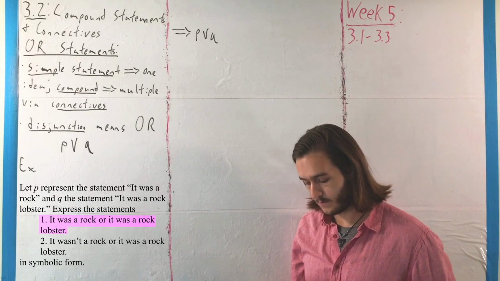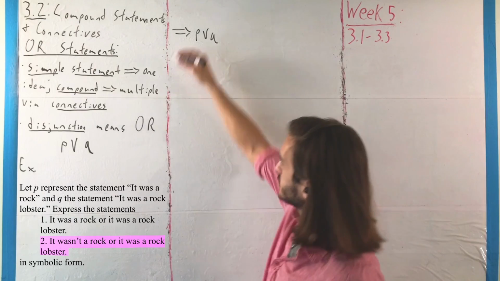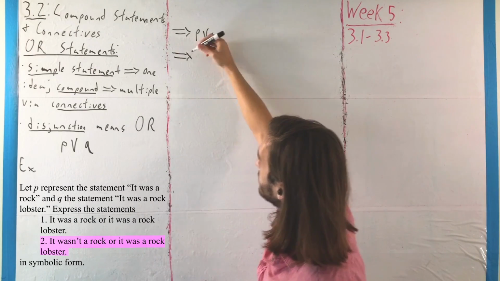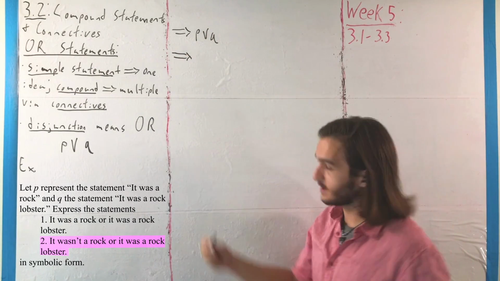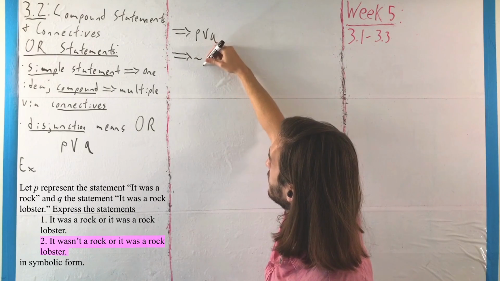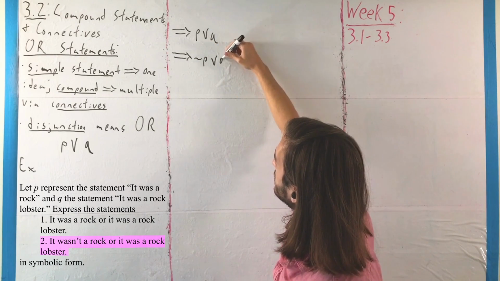And then similarly, for our second case, we are saying we don't want to have the first one. We do not want a rock. We are negating the rock, so not P or Q.